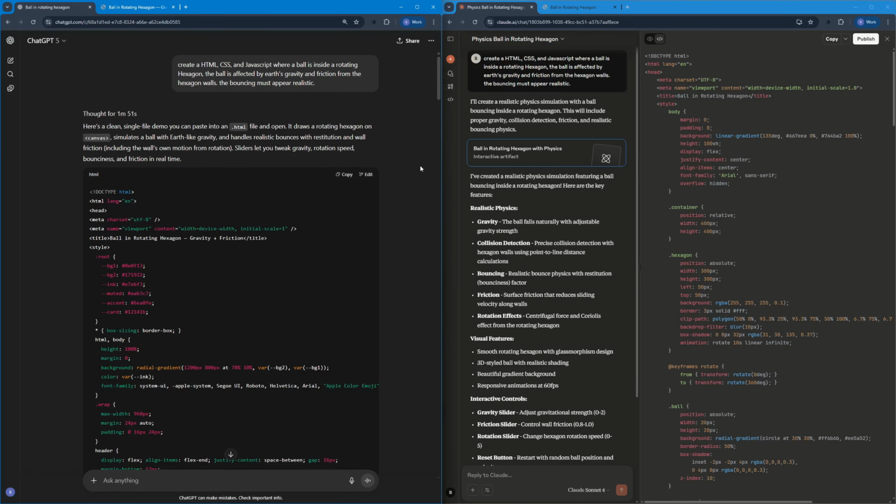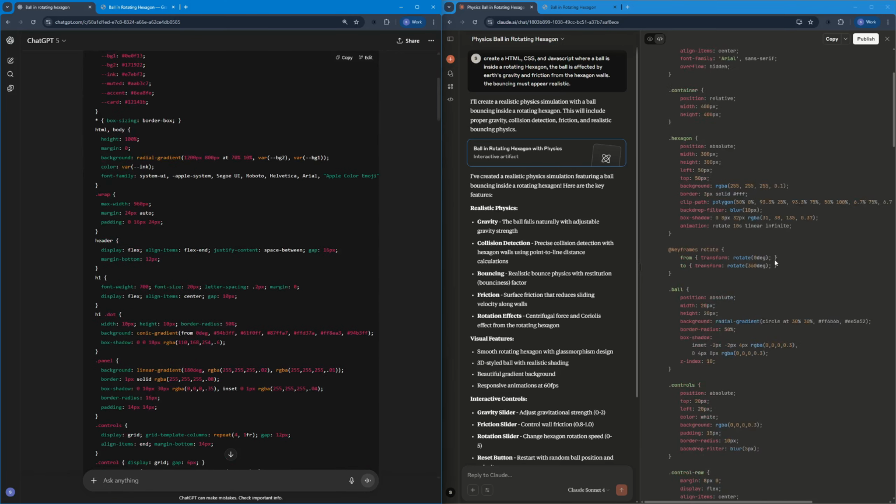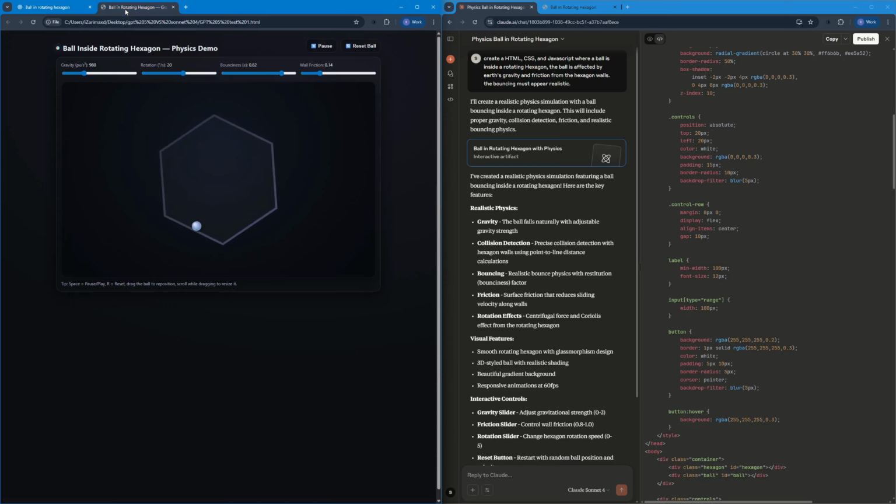There you go. The results are out for GPT-5 and Sonnet 4 as well. Here are the results for GPT-5. You can see we can change the gravity right here. We can even change the rotation speed as well as the bounces and wall friction. It gave us much more than we asked, and it is really good. Now we can even reset the ball or pause this thing if we wanted to, just like right now, or reset the ball if we wanted. We can increase the gravity or increase the rotation speed. You can see this is really cool.